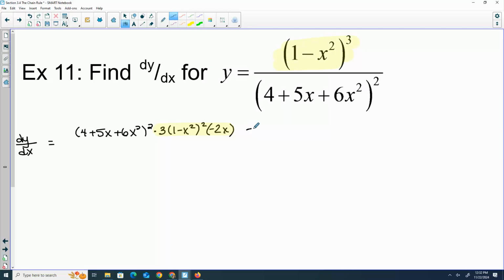So D high minus high D low. So derivative of the bottom. 2 comes down. Inside stays the same. Subtract 1 from the power, so it's now to the first, times derivative of the inside, which is 5 plus 12x.